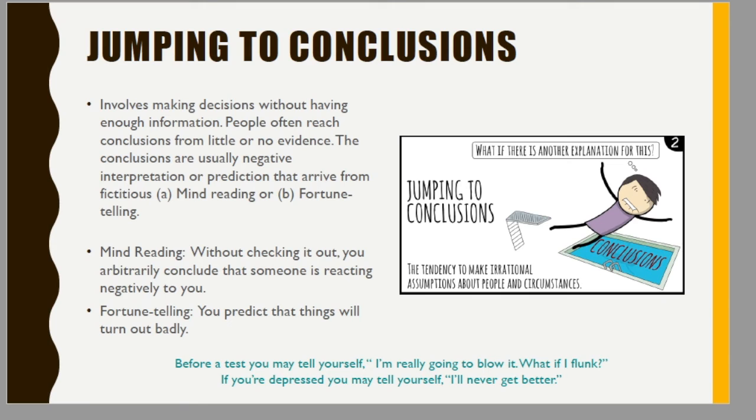Jumping to conclusions involves making decisions without having enough information. People often reach conclusions from little or no evidence. The conclusions are usually negative interpretations or predictions that arrive from fictitious A, mind reading, or B, fortune telling. Mind reading: without checking it out, you arbitrarily conclude that someone is reacting negatively to you. Fortune telling: you predict that things will turn out badly.